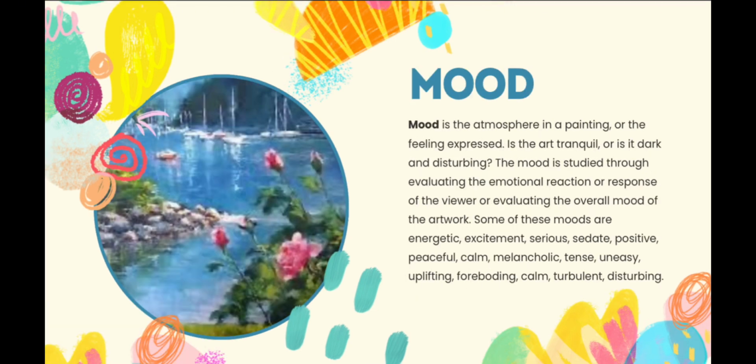Mood. Mood is the atmosphere in a painting or the feeling expressed. Is the art tranquil or is it dark and disturbing? The mood is studied through evaluating the emotional reaction or response of the viewer, or evaluating the overall mood of the artwork. Some of these moods are energetic, excitement, serious, sedate, positive, peaceful, calm, melancholic, tense, uneasy, uplifting, foreboding, turbulent, and disturbing.